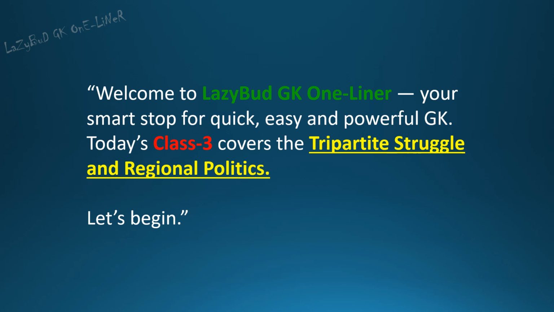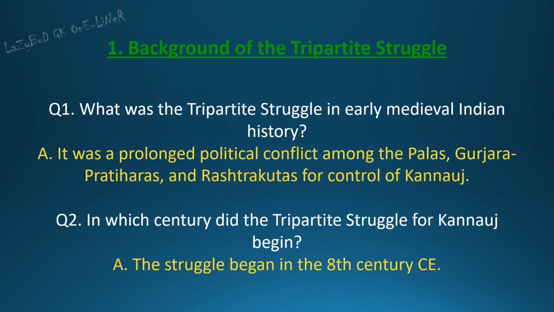Let's begin. Section 1. Background of the tripartite struggle. Question 1. What was the tripartite struggle in early medieval Indian history? Answer. It was a prolonged political conflict among the Palas, Gurjara Pratiharas, and Rashtrakutas for control over the city of Kannauj.